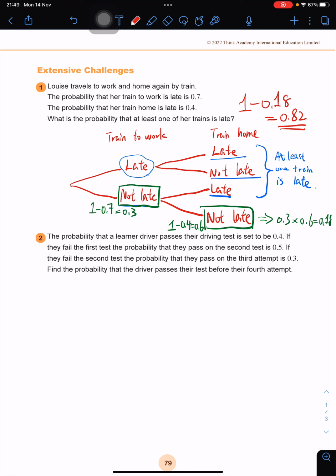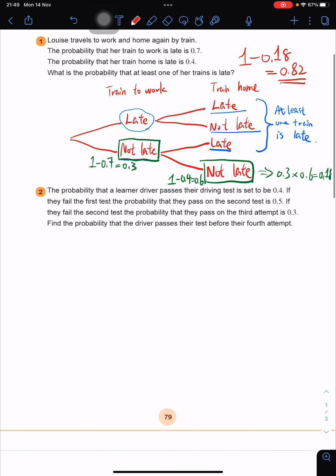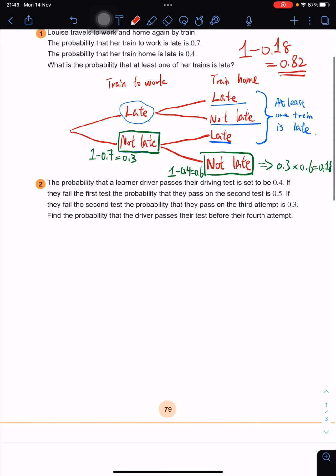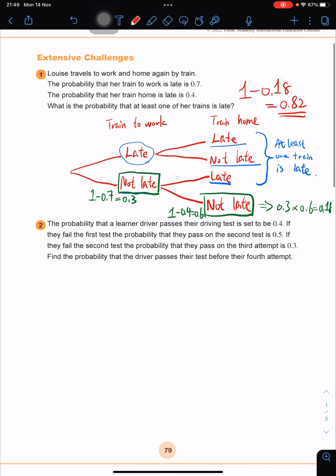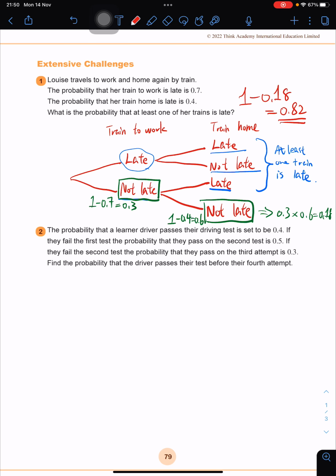Now, let's look at the second problem. The probability that a learner driver passes their driving test is 0.4. If they fail the first test, the probability that they pass the second is 0.5. If they fail the second test, the probability they pass on the third attempt is 0.3. So what is the probability that the driver passes their test before their fourth attempt?